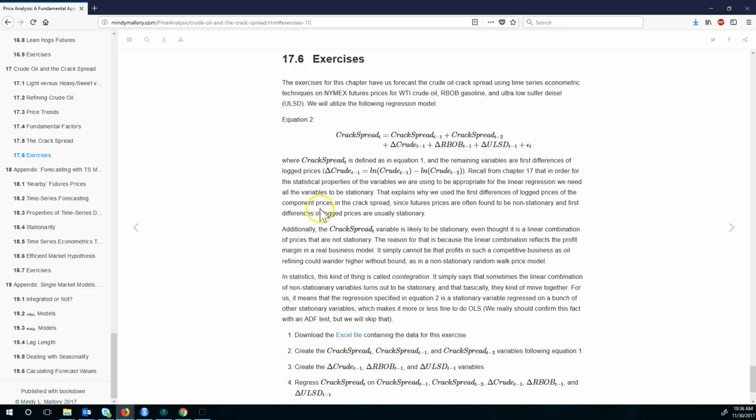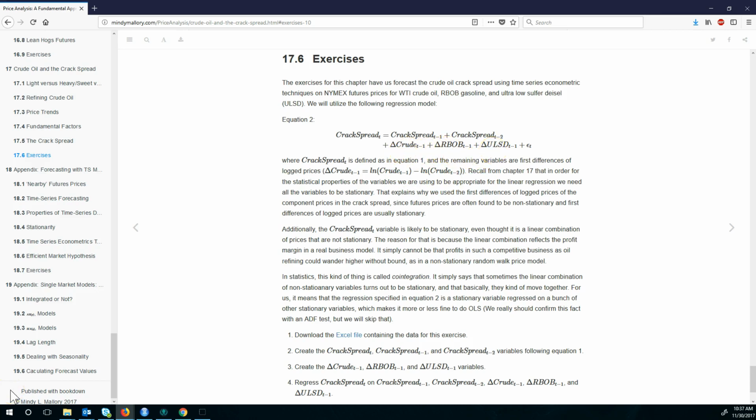Next, let's talk about these variables on the second row. You may or may not have seen this kind of notation before. If you see delta crude t-1, that's literally just shorthand for the first difference of the logged prices. So delta crude t-1 is the log of crude t-1 minus the log of crude t-2. And we're going to have one of those for each of the components of our crack spread.